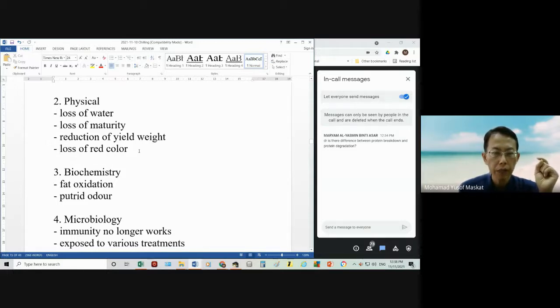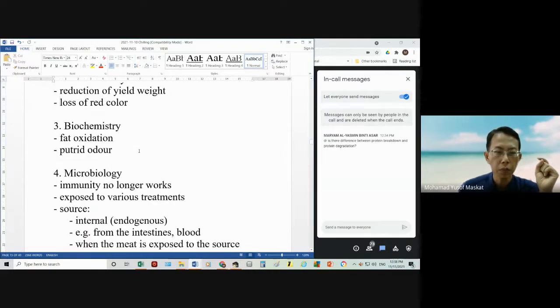And then another factor is biochemistry. For example, in meat there is fat, and when fat is exposed to oxygen, there will be oxidation. Oxidation will result in rancidity, ketengikan, rasa tengik, bau tengik. Rancid odor, rancid taste. And then also when it degrades, due to the meat having sulfur containing amino acids, there will be a putrid odor. Putrid ni dia macam pengit, and a very strong and sharp smell.